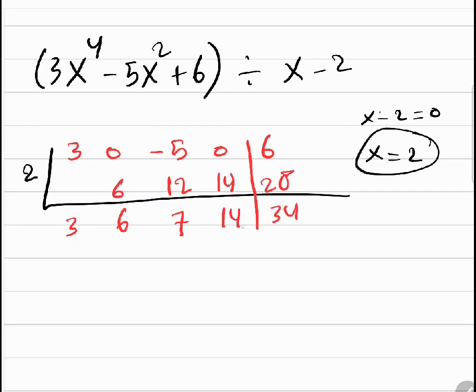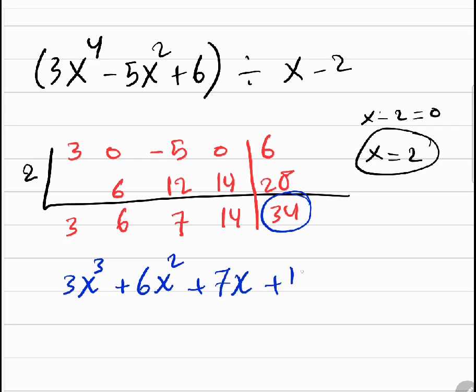Now, 3x to the fourth divided by x is going to be 3x cubed. So let's bring this down. This is going to be 3x cubed, and in descending order, the next one is going to be 6x squared plus 7x plus 14, and we have a remainder of 34. So it's going to be plus the remainder divided by what you tried to divide it by, x minus 2.